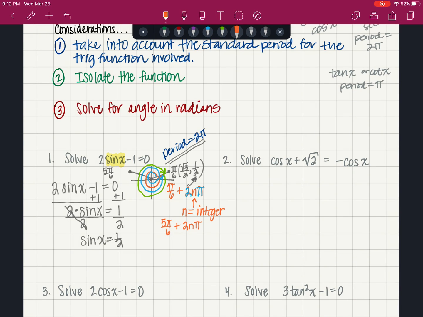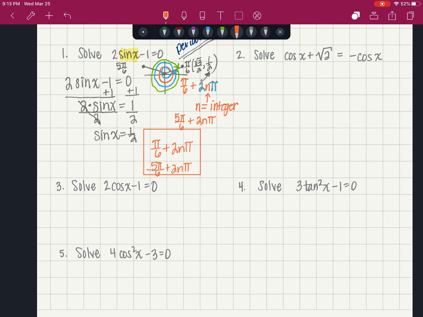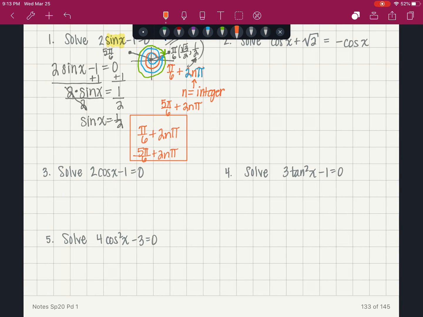So our 2 answers are pi over 6 plus 2n pi and 5 pi over 6 plus 2n pi. I'm going to box those. And I'll explain the 2n pi again in the next example.